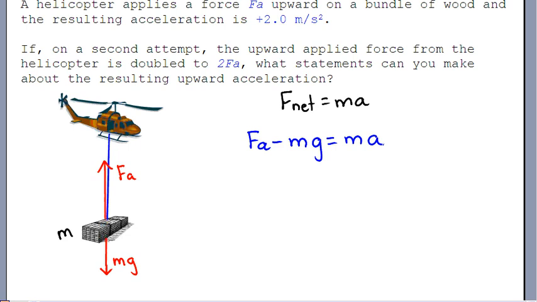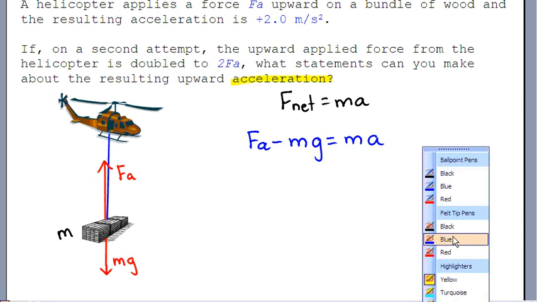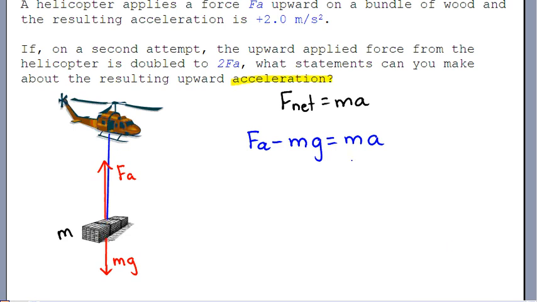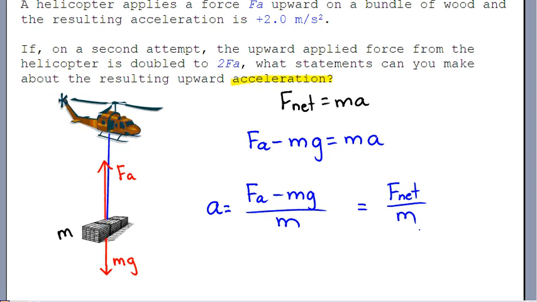All right, what are they asking me for? They're asking me for a comment on the acceleration. Okay, let's do that. Let's take this equation and solve for A. So A would be, as I move that underneath here, Fa minus mg all on top of m, which, by the way, another way to say that, it's the net force. That's what that subtraction is figuring out, all divided by m.